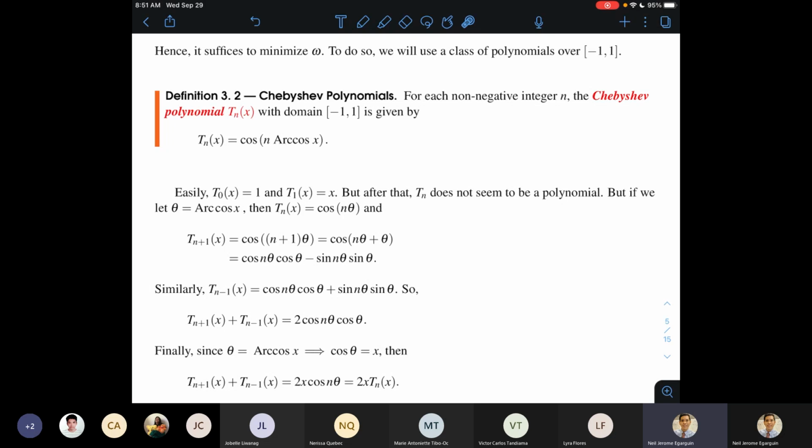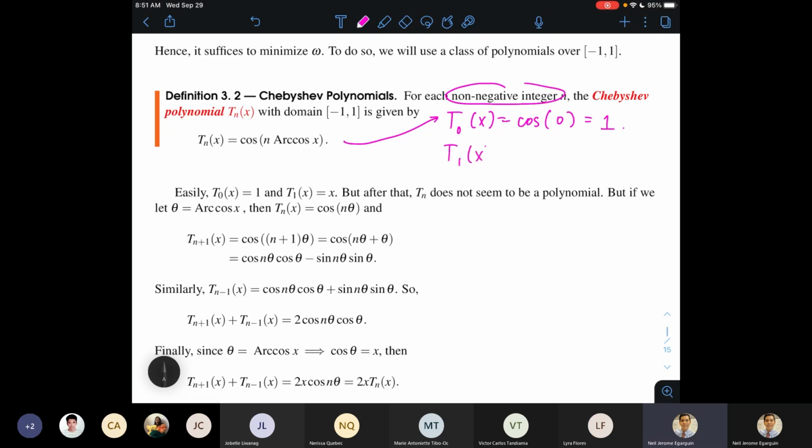Well, if n is equal to 0, let's see how the Chebyshev polynomials look like. It will be defined for all non-negative integers. So ibig sabihin, we can start at n equals 0. So at n equals 0, we'll have this t sub 0 of x. So we'll have cosine of 0 times arccos of x. So this will be cosine of 0. That's 1. So this is the degree 0 Chebyshev polynomial. So this is a constant polynomial 1.